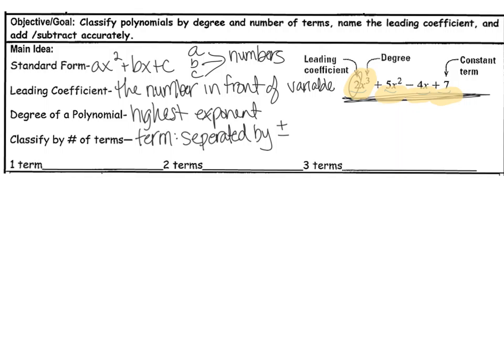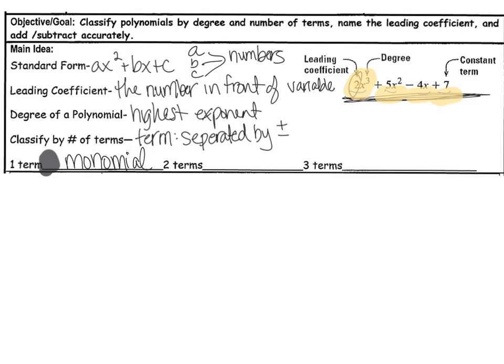So now here's our vocab, our big vocab words. 1 term, which would be like just a number, or just like negative 7g. We call that a monomial. Monocle. An eyeglass that's just one circle, goes over one eye. A monogram. One initial. One to one. Mano y mano. Man to man, 1 to 1.